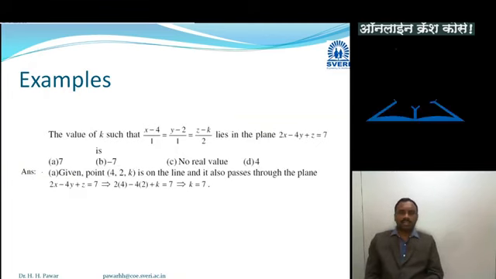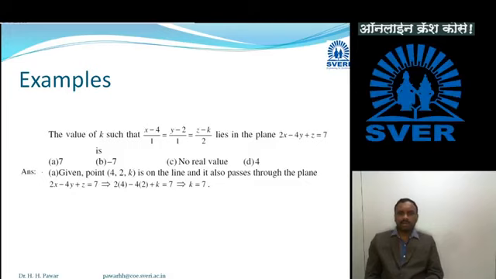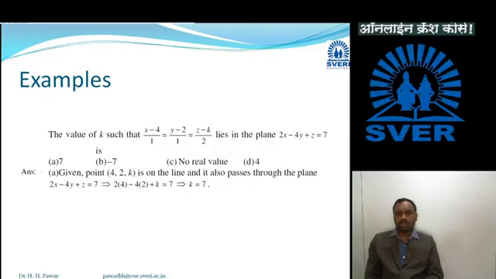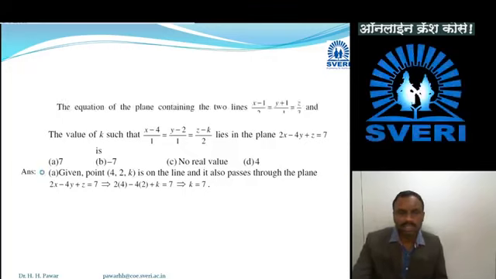Next, the value of k such that the line (x minus 4)/1, (y minus 2)/1, (z minus k)/2 lies in the plane 2x minus 4y plus z equal to 7. As the point is given, from the given equation the line passes through the point (4, 2, k) having direction ratios 1, 1, 2, and it also passes through the plane. Hence put the value of (4, 2, k), we'll get 2 into 4 minus 4 into 2 plus k equal to 7, that is k equal to 7 in this case.